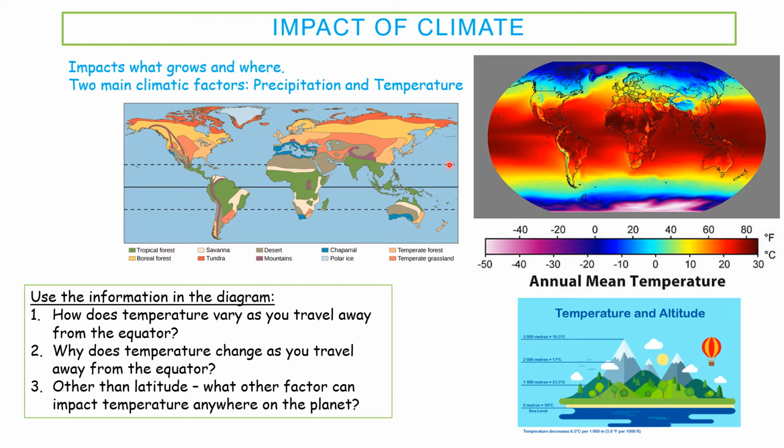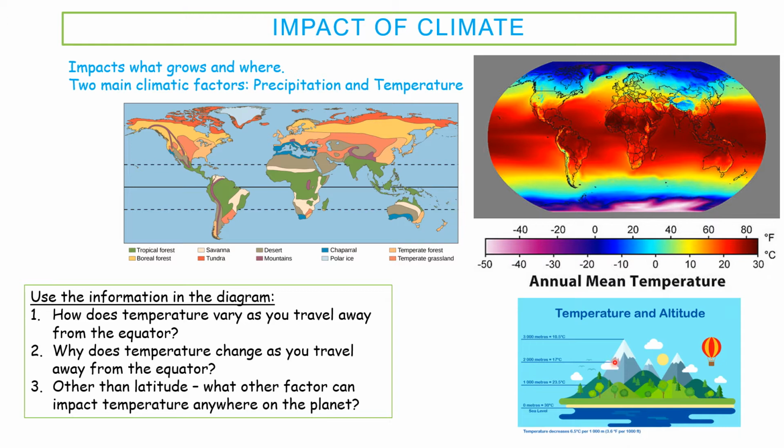So precipitation is not always as obvious, because precipitation could be due to land mass, it could be due to altitude, which also can affect temperature as well. But temperature will obviously vary as you go away from the equator. It will become colder each way.